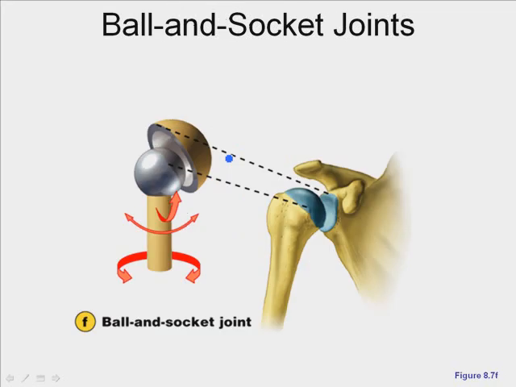Lastly is the ball and socket joint. These are the most freely movable joints in the whole body. You have the hip joint and the shoulder joint, and between the two of them, the one with the greatest mobility is obviously the shoulder joint, because what we gain in mobility, we lack in stability. Okay? So this is an overview of different types of joints.